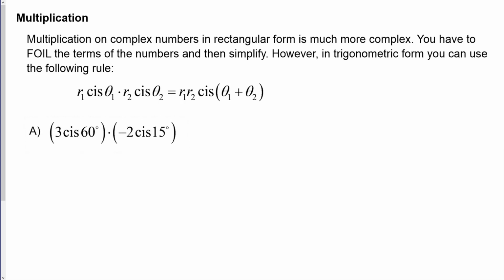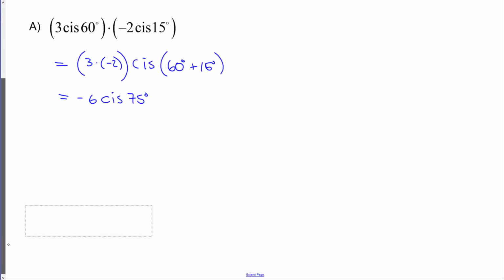So for instance, I've got these two written in trigonometric form. So all I need to do is 3 times negative 2 cis 60 plus 15. So this becomes negative 6 cis 75 degrees. If you need to simplify it, go ahead and simplify it. And you would if your angle measure is outside of the bounds of 0 to 360 and stuff like that. But in general, you're done.